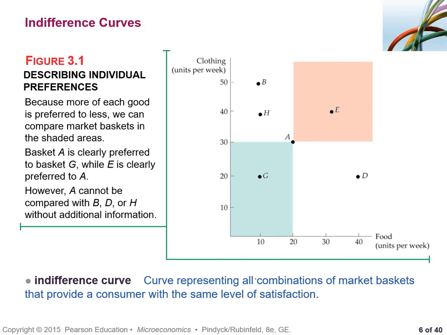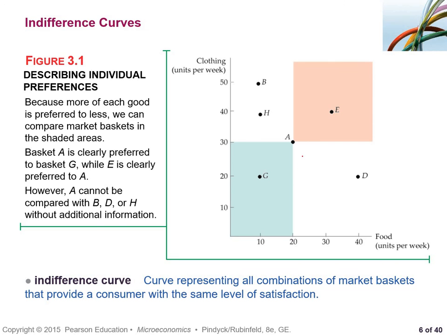It is a curve which represents all combinations of market baskets that provide a consumer with the same level of satisfaction. So in this case, point B, point A and point D, all of these three points represent different combinations of market baskets which provide a consumer the same level of satisfaction, because he cannot choose among these baskets, B, A and D.